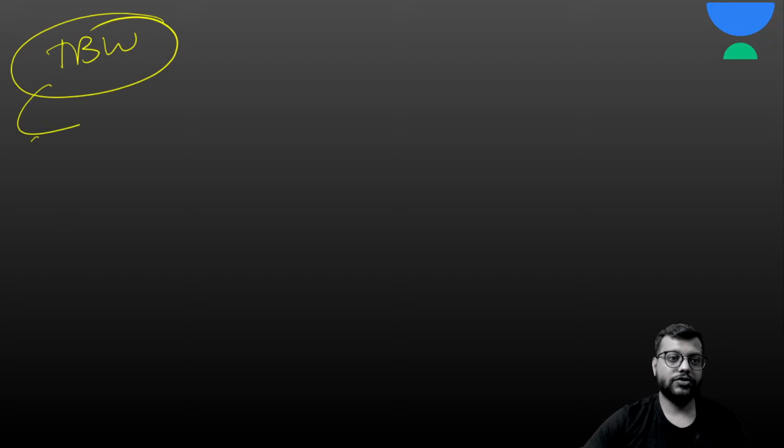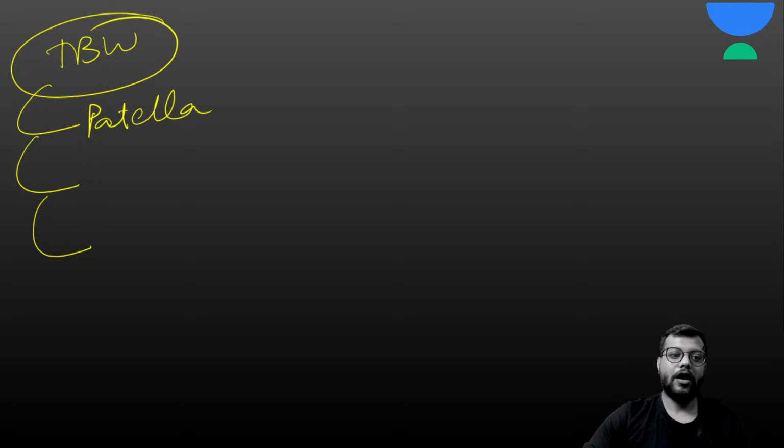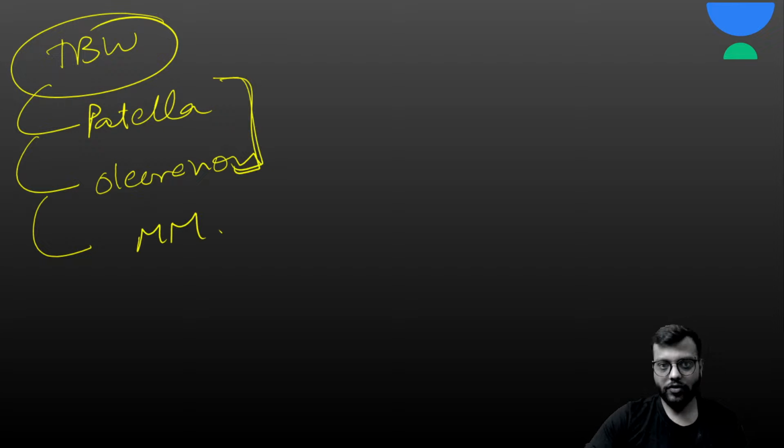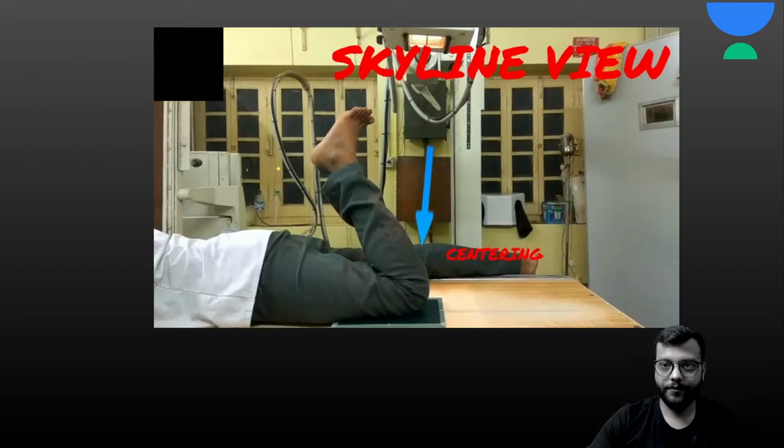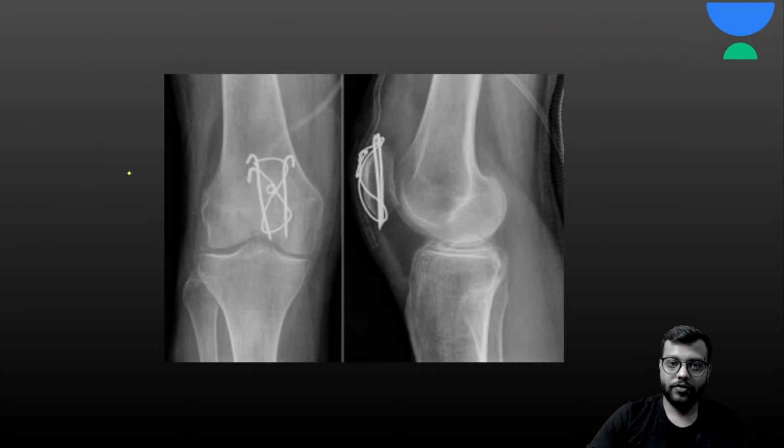Okay, important. Now one important thing you have to remember: tension band wiring is generally used in 3 fractures of the body. Which 3 fractures is it used in? Firstly, we have discussed the patella, then the olecranon fracture, and the fracture of the medial malleolus. Okay, these two are more important. This is your tension band wiring. Here you can see TBW in case of fracture of the patella.